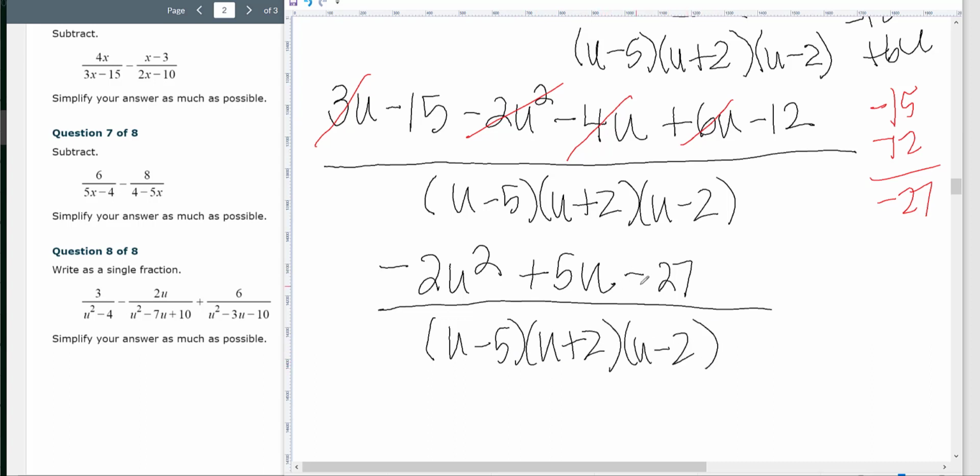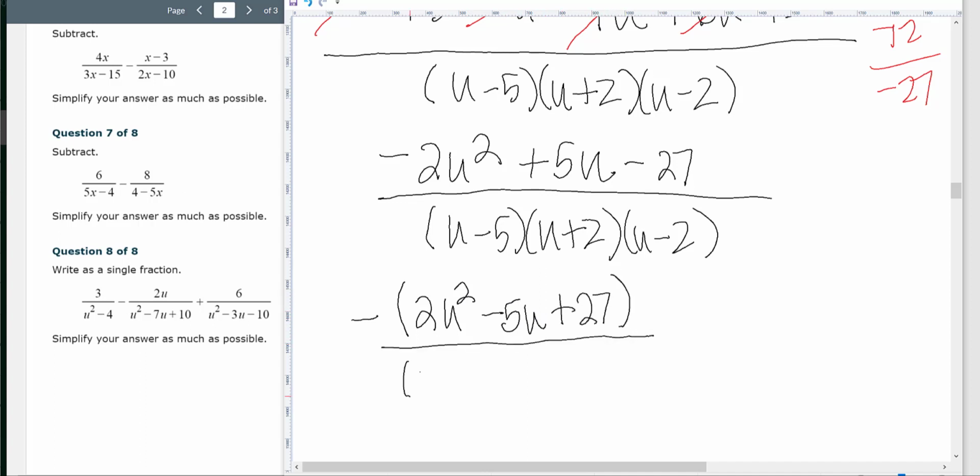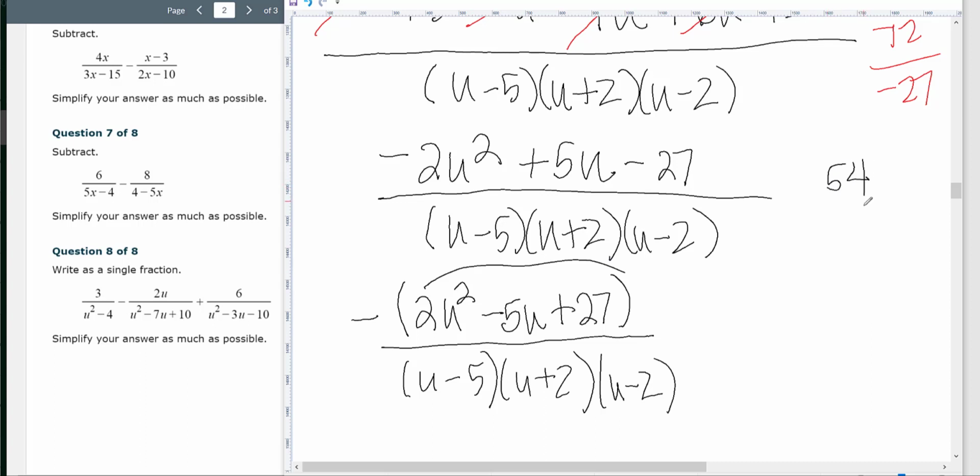Now I'm not completely sure that my numerator won't factor, so the first thing I'm going to do is take out a negative 1, or negative sign. That's a 2u squared minus 5u plus 27 over u minus 5, u plus 2, and u minus 2. And I'm going to use my AC method to see if this will factor. So 2 times 27 is 54.